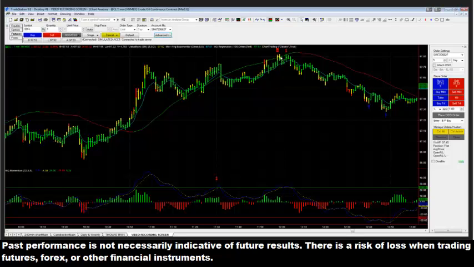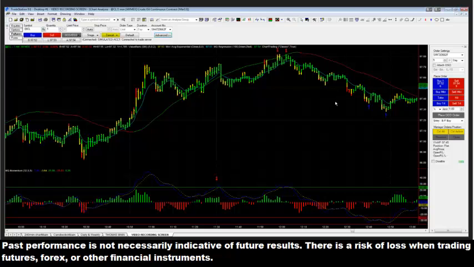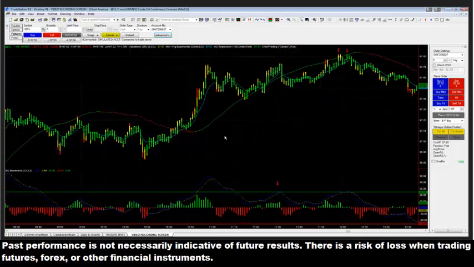Here's a buy. You had a long right here, lower low prices, higher low histogram. So you could have gotten long there. You can continue over here.